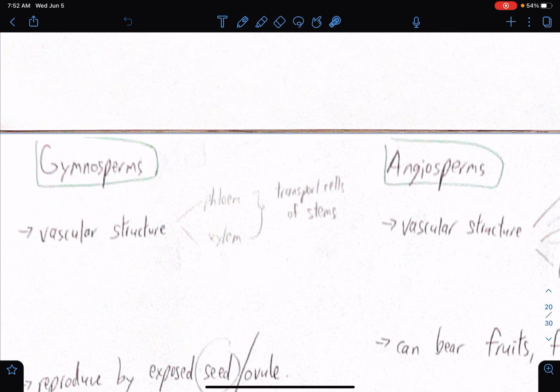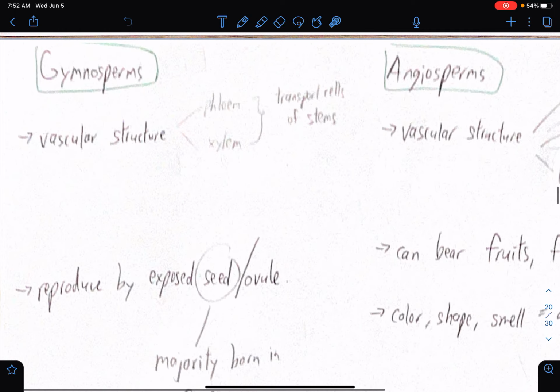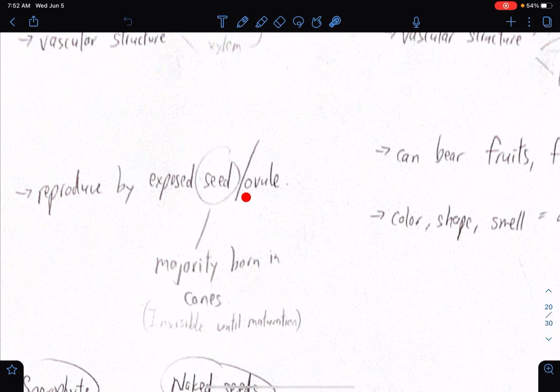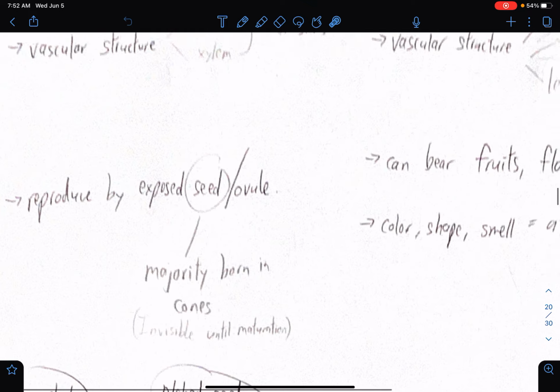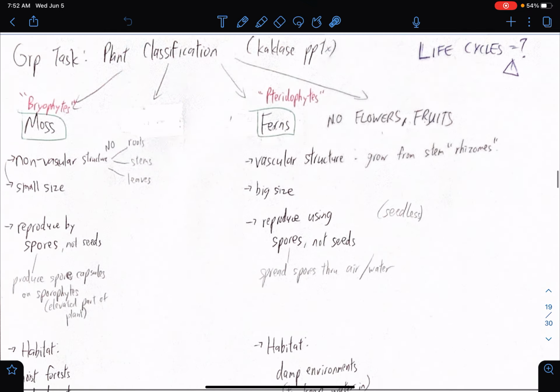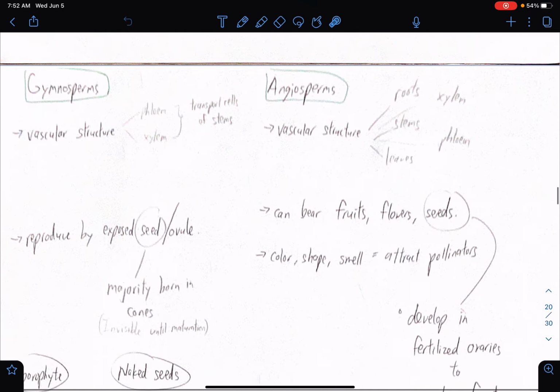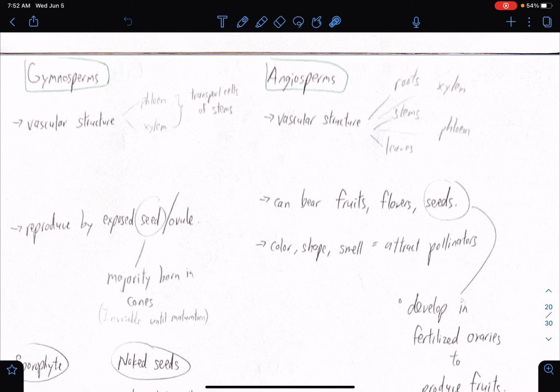One of them particularly is the Sherman tree from the US. It's considered the biggest tree in the world, and it is a gymnosperm. They reproduce by exposed seed or ovule. So, unlike bryophytes and pteridophytes, gymnosperms and angiosperms reproduce by seeds. But then, gymnosperms produce only seeds. Angiosperms produce fruits, flowers, and seeds. These are the products that they can produce.